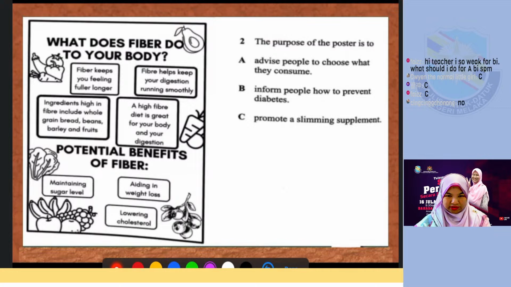First, read the question. The purpose of this poster is to. Okay, the purpose. Why is the poster published? Okay, let's read the text. What does fiber do to your body? Fiber keeps you feeling fuller longer. It means that it reduces your hunger.